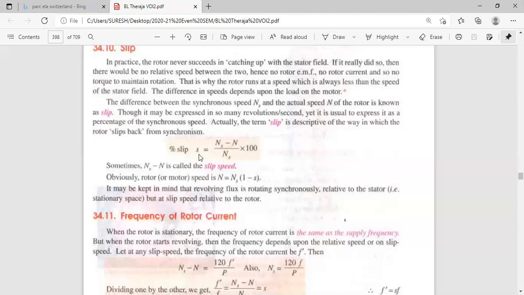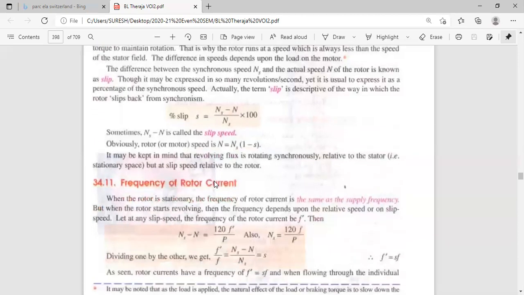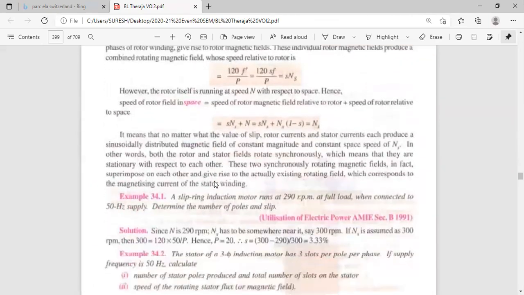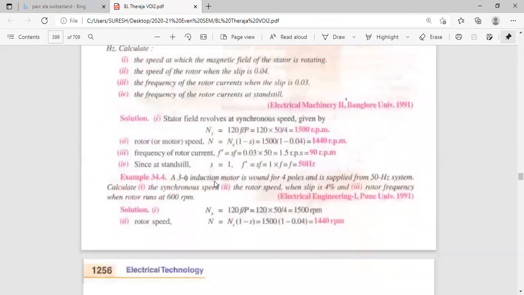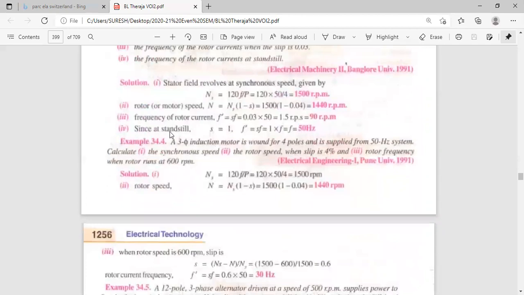Okay. Write down: at standstill, N is 0 and S is equal to 1. This you should remember. If you know the concept, you can remember this. At standstill, S is equal to 1.